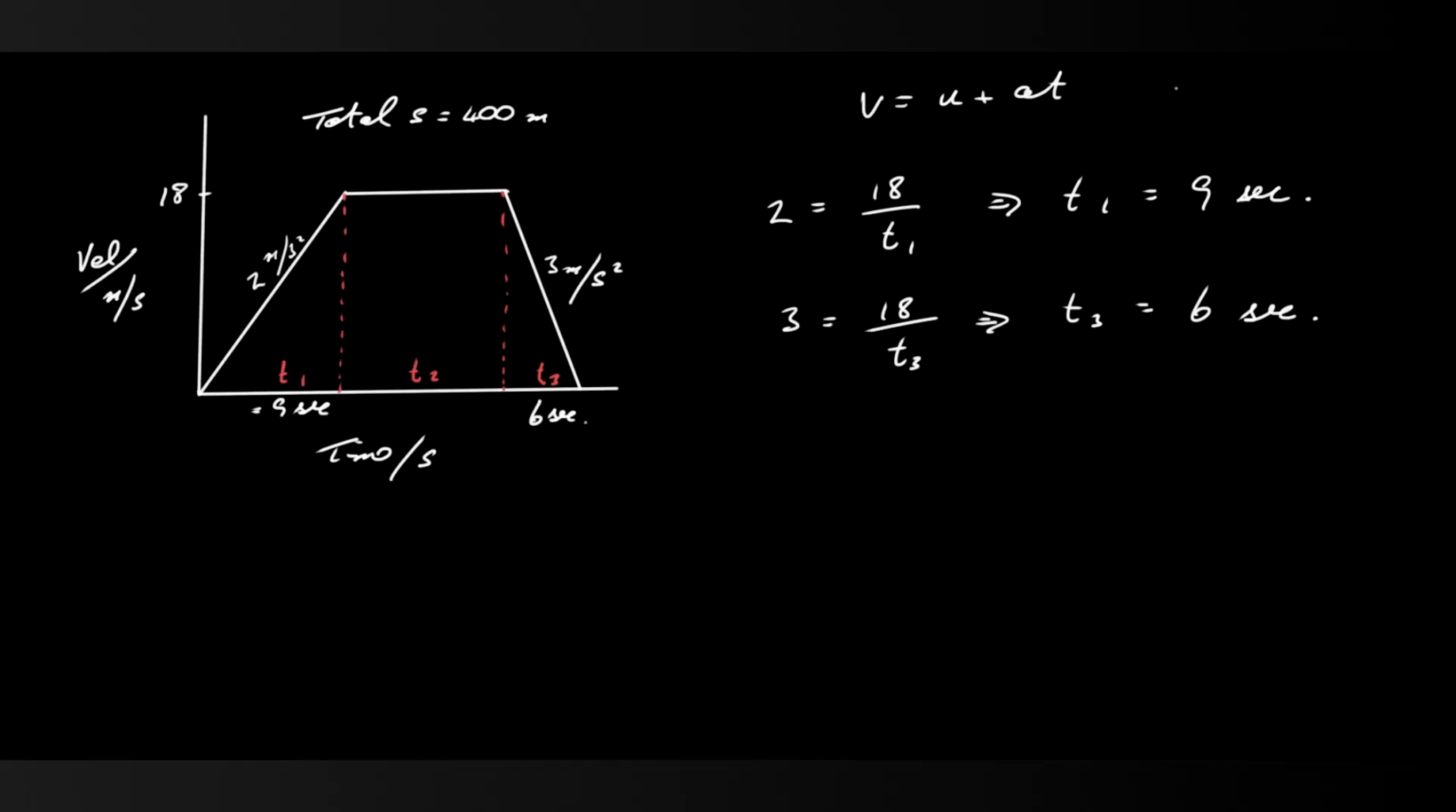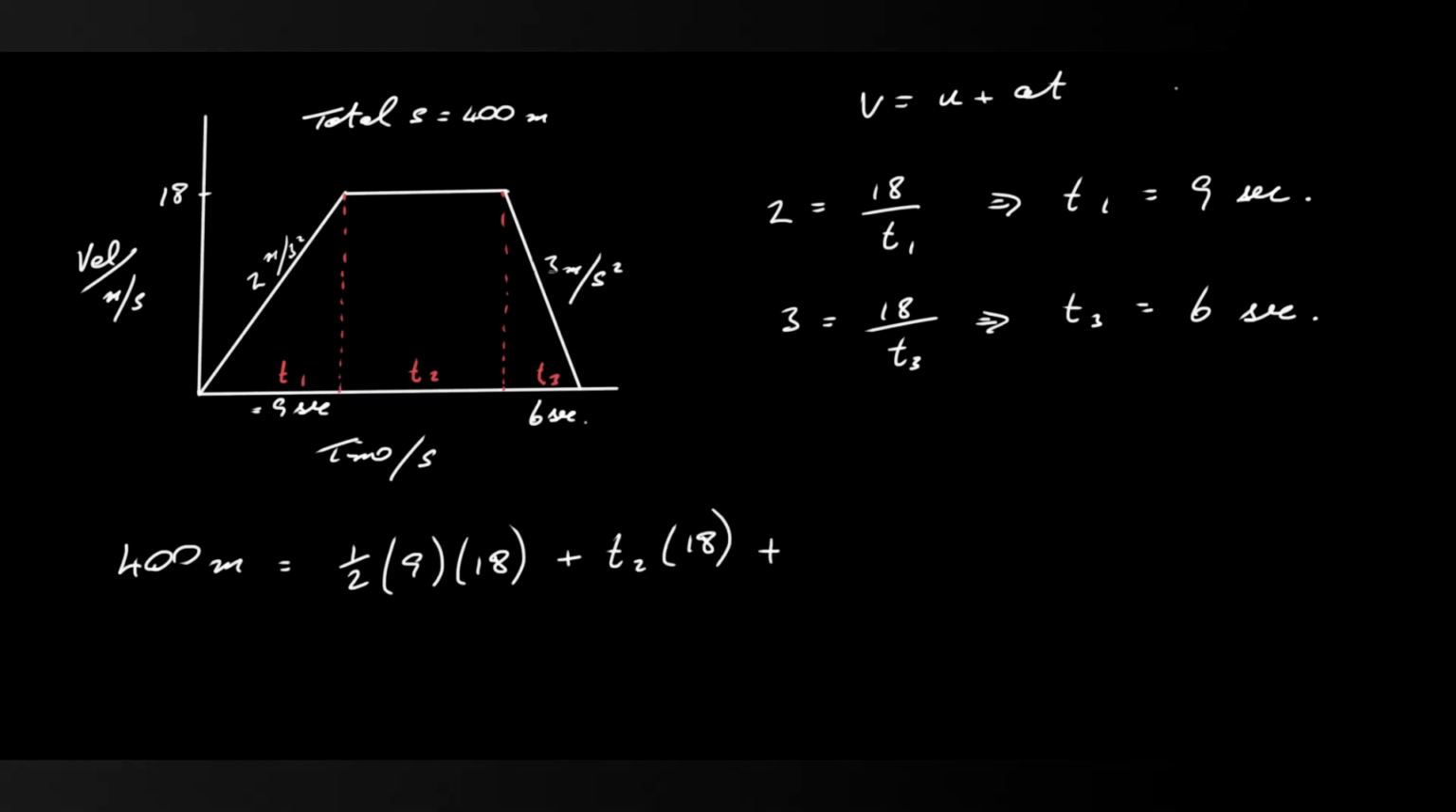Okay, so let's have a look and see if we can work out t2 then. What we're going to do to work out t2 is look at the area underneath the curve. So we're going to look at this area, and this area here, and add them up. To find the area of a triangle is just half the base times the height. So our total distance of 400 meters is going to be equal to half of the base, which is 9, times the height, which is 18, plus the area of this rectangle here, which is just base times height. So that's t2 times 18, and then our triangle out at the end here again is half the base times the height, so it's half times 6 times the height, which is 18.